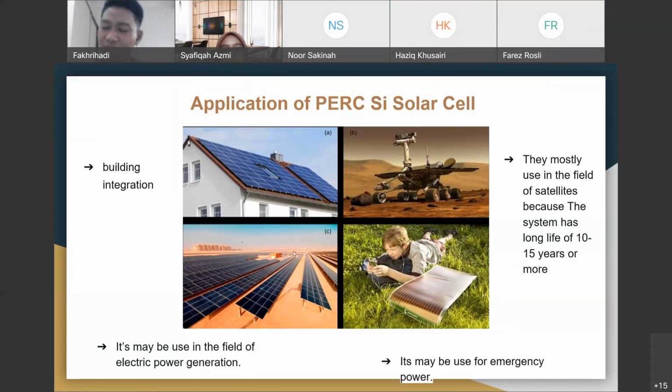And the last one is that solar cells can be used for emergency power. So as you can see, the boy has a power problem with a radiator thermistor and he uses a solar cell. And that is all for us.